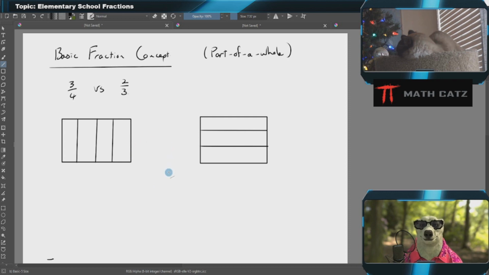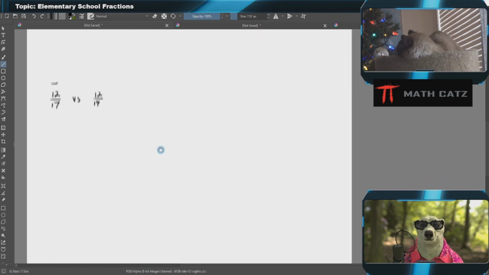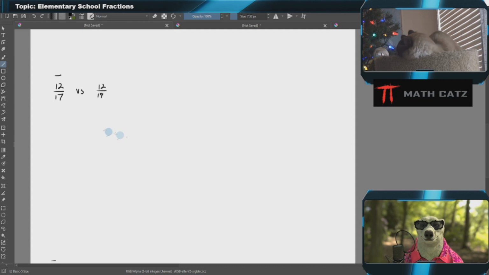However, if we have less convenient fractions, where drawing out the rectangles and completely visualizing the part of a whole concept is less convenient, what do we do if we want to compare these two and see which one is bigger and which one is smaller at this early elementary school level?